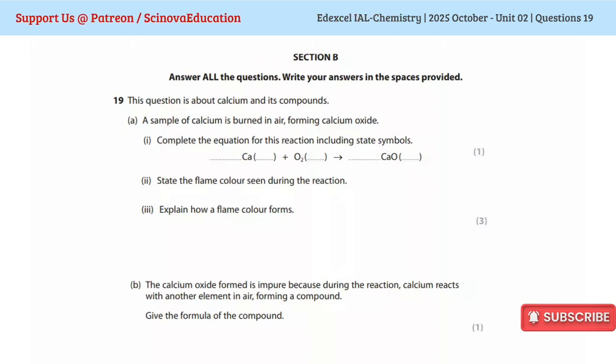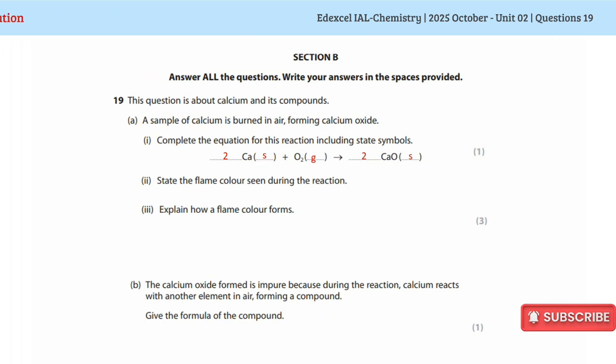Edexcel IAL Chemistry, 2025 October, Unit 2, Question 90. This question is about calcium and its compounds. A sample of calcium is burned in air, forming calcium oxide. Complete the equation for this reaction including state symbols. First, we will put the state symbols. Calcium is in solid state, oxygen gaseous state, calcium oxide in solid state. To balance the equation, put 2 in front of calcium and calcium oxide. You get your equation balanced.